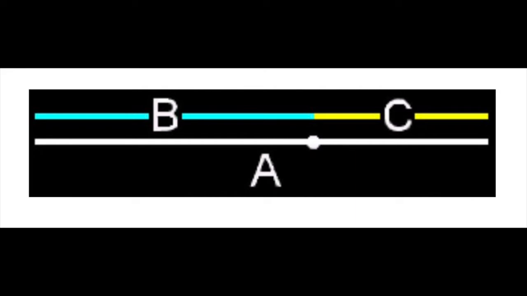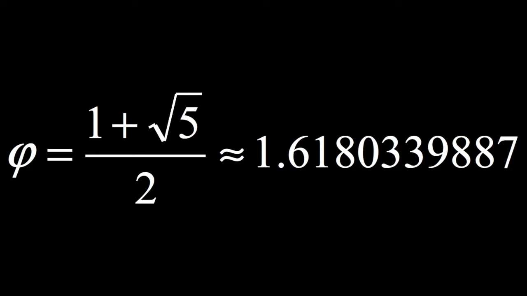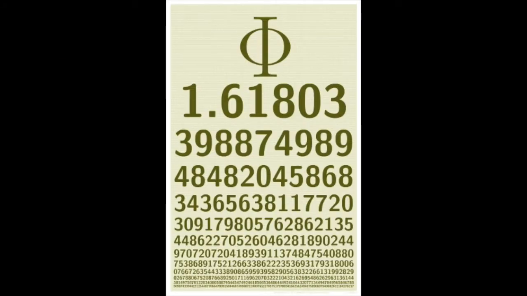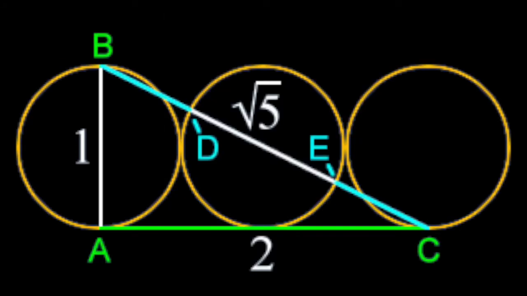This happens only at the point where A is 1.618 times B, and B is 1.618 times C. Alternatively, C is 0.618 of B, and B is 0.618 of A. What makes phi even more unusual is that it can be derived in many, many ways and shows up in the relationships throughout the universe.